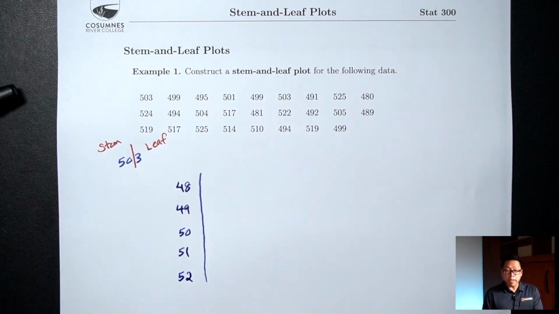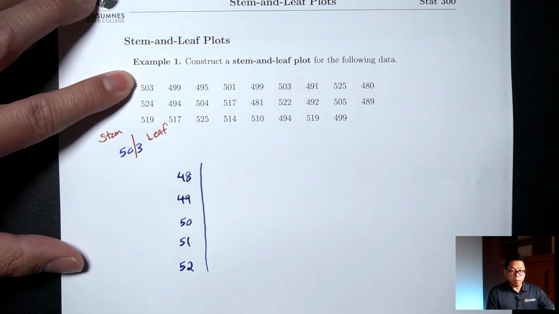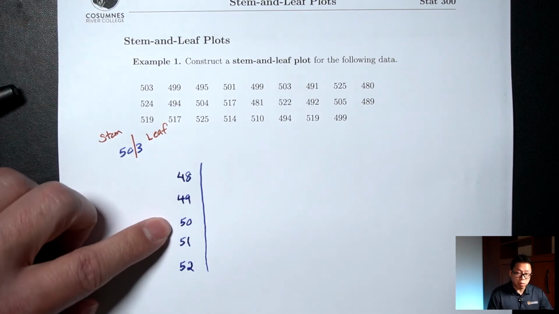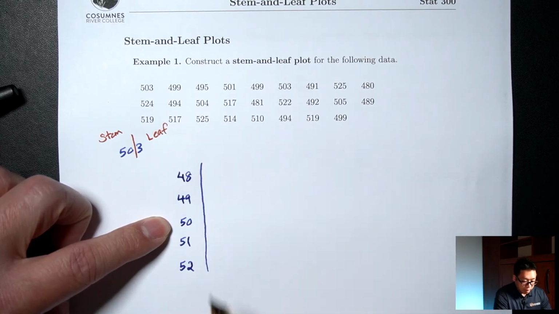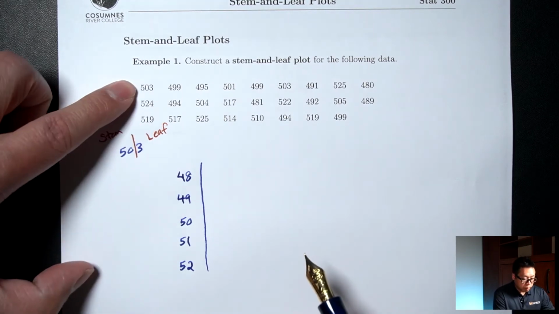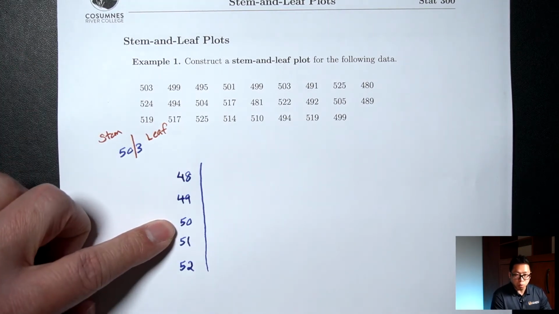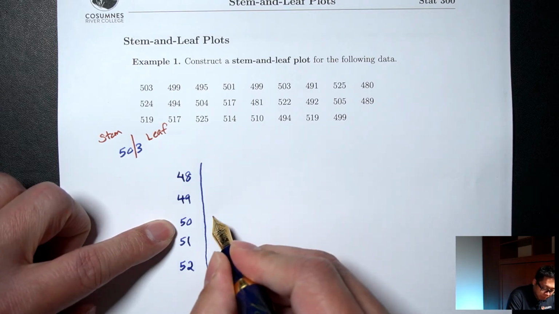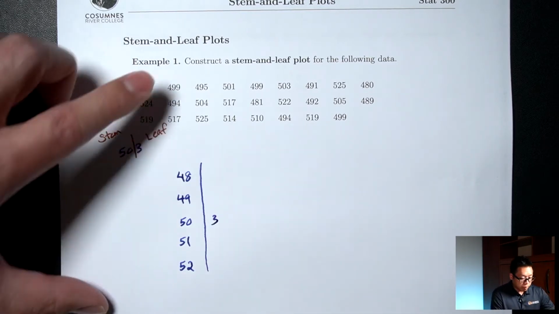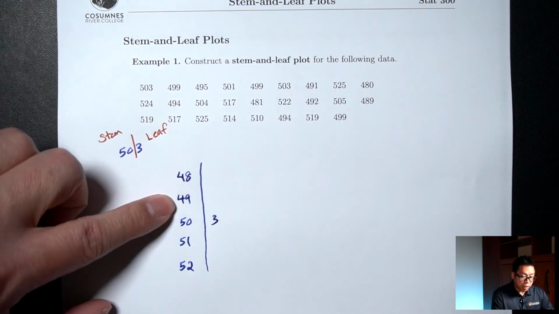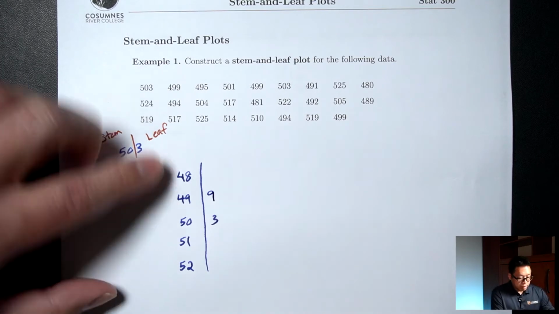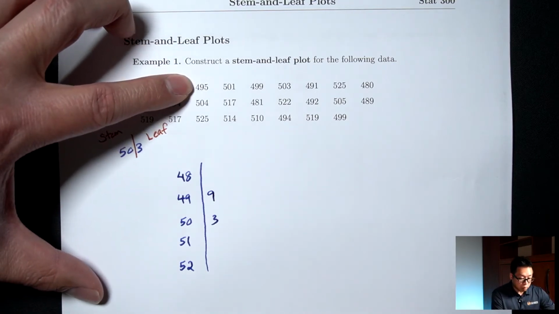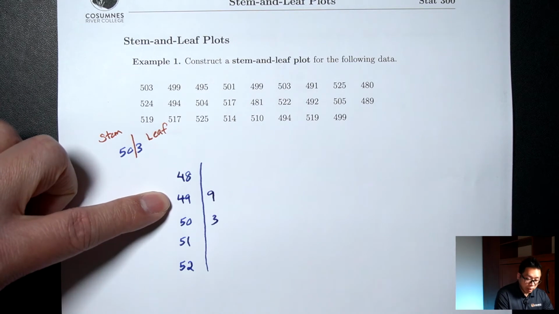And then we're just going to go through our data. 503. So 503 is going to go with the 50, and we're just going to write the very last digit as a leaf. Okay, so the right side are going to be my leaves. Next up, 499. That's going to go with the 49, and we're just going to write the very last digit, which is the 9. Next, 495, that's going to go with the 49 again, and we're just going to write the very last digit.